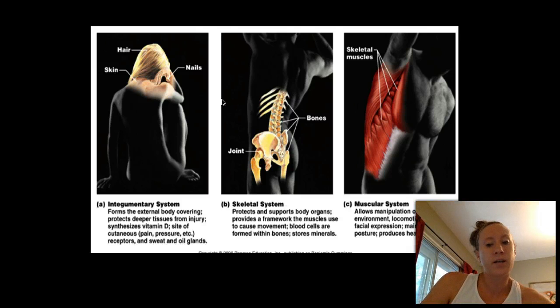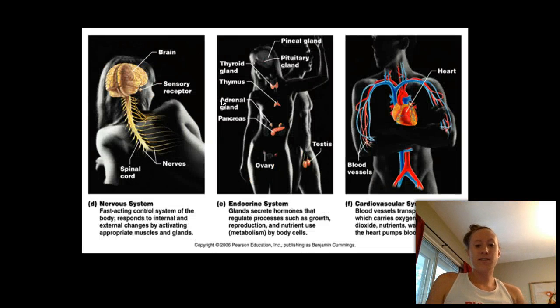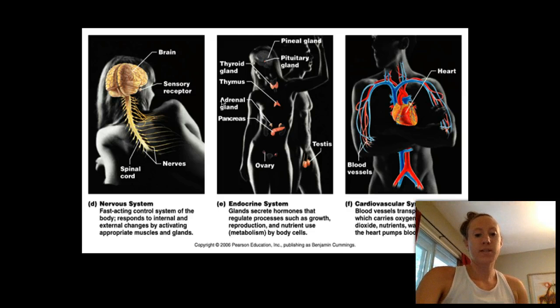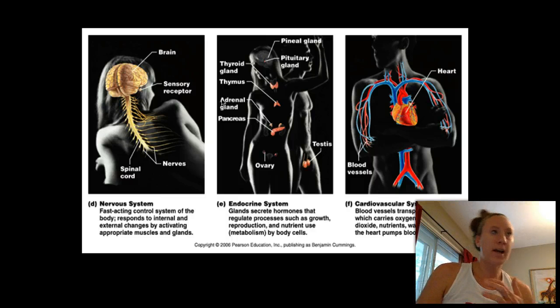The muscular system allows manipulation of our environment, facial expression, and then maintaining our posture and producing heat, which, speaking of, I need to sit up straight. Nervous system, it's our fast-acting control system, responds to internal and external changes by activating whatever needs to be activated. And then our endocrine system, this is the system that secretes hormones and regulates various processes within our bodies.